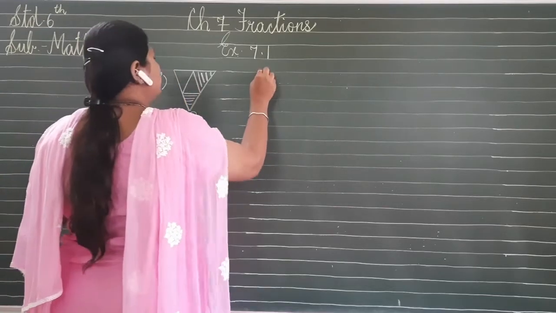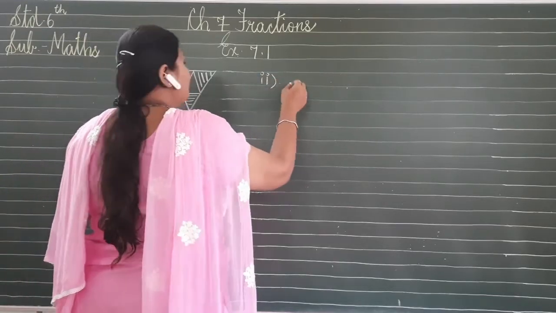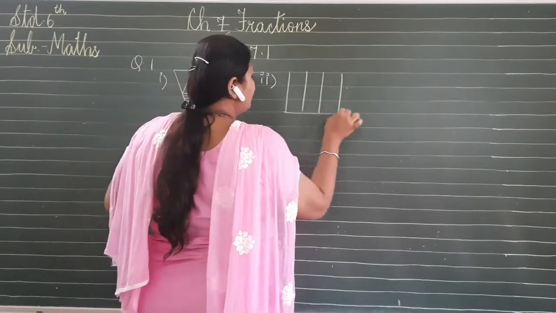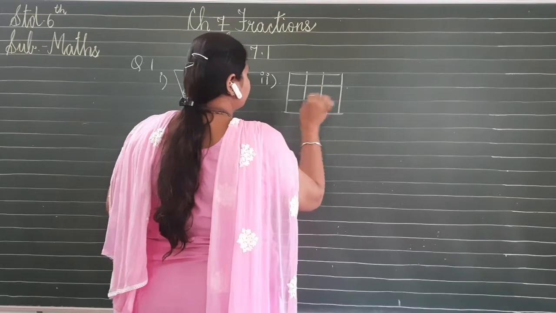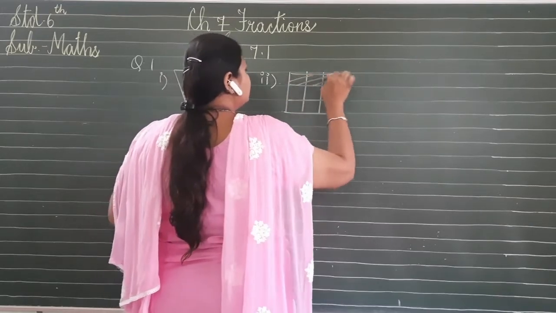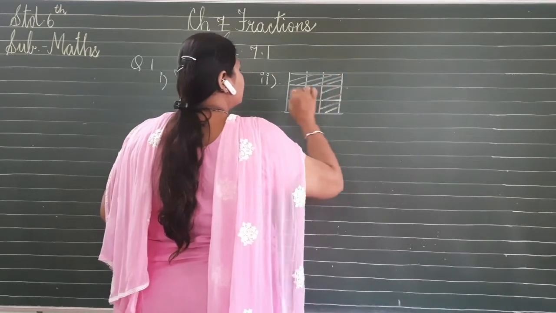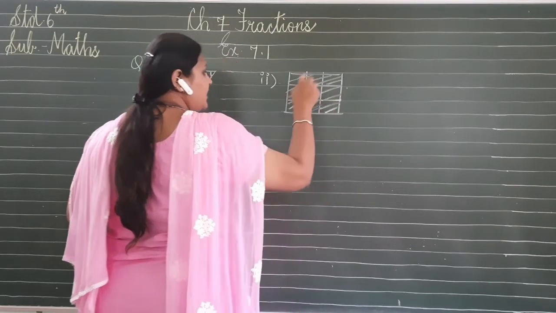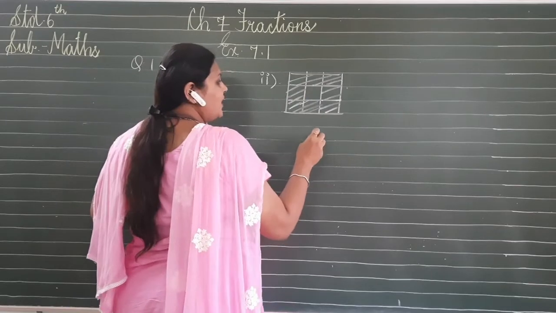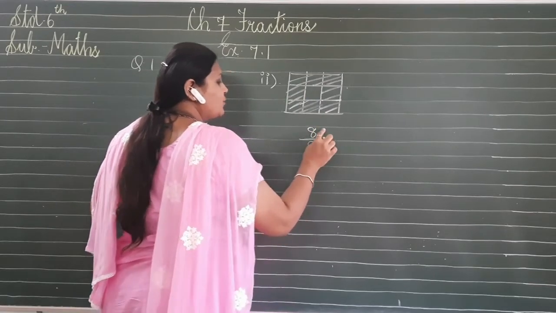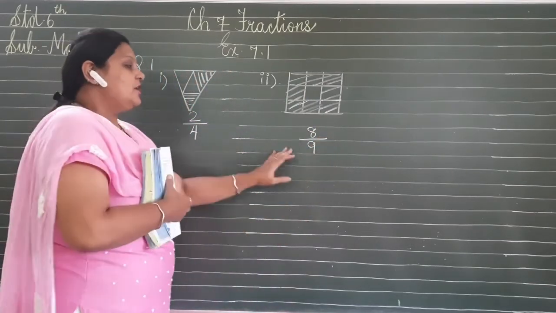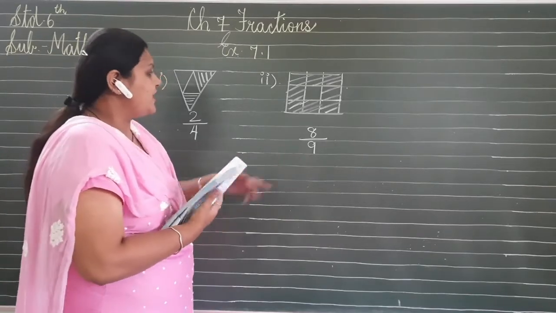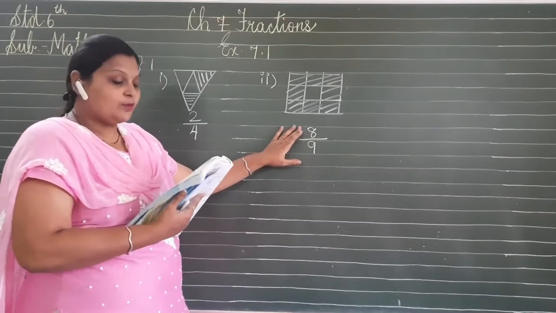Number next 2. Total parts 9 given to you. Out of that 9 parts are total. Out of that 8 parts are shaded. So it's 8 upon 9. Total parts we are always writing as denominator. And shaded portion we are writing as numerator.